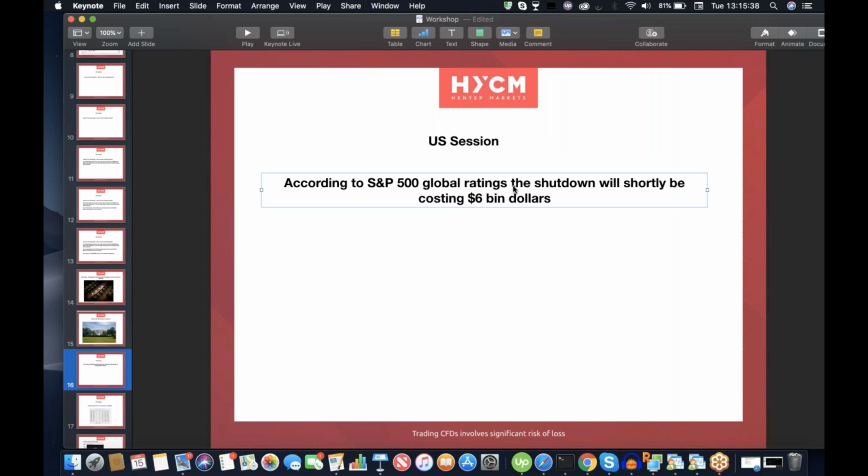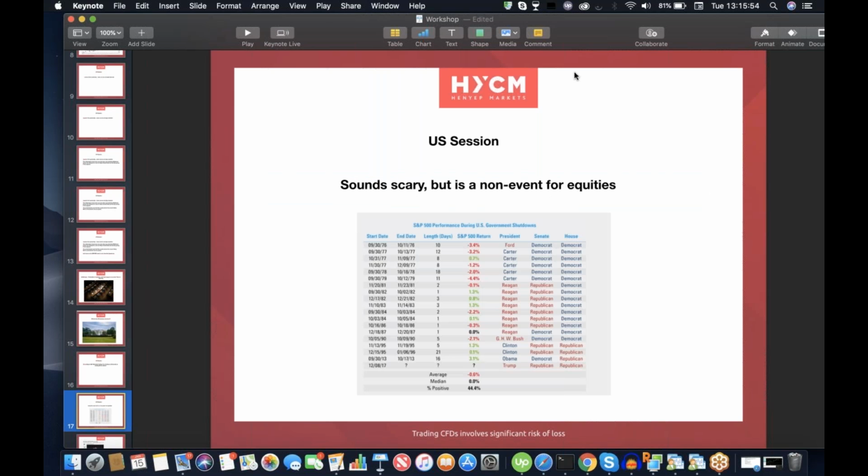Well, it means that according to S&P Global Ratings, I think within a couple of days, they were forecasting that it's going to be costing $6 billion for the US economy. So that is almost the price of the wall itself. I think he wants about $5.37 billion for the wall. However, just to put it into context, this is a list of all the government shutdowns since 1976.